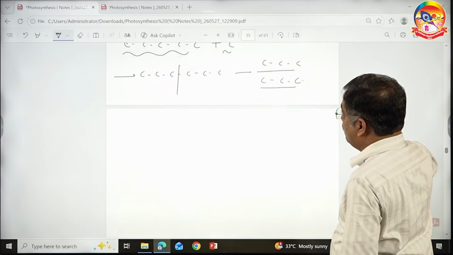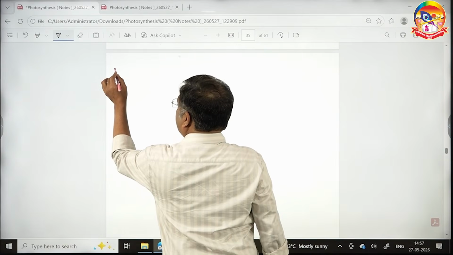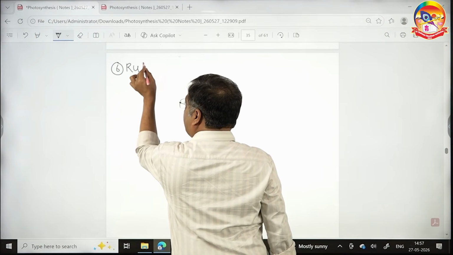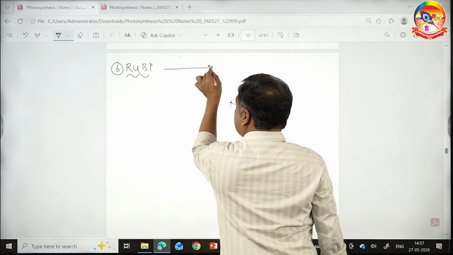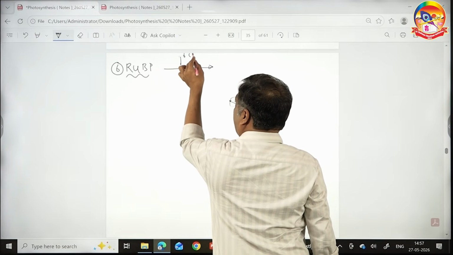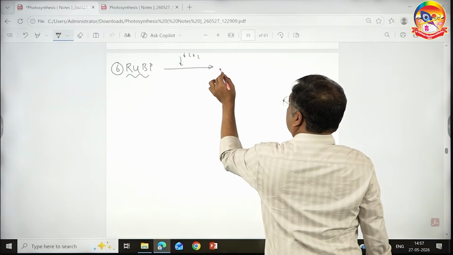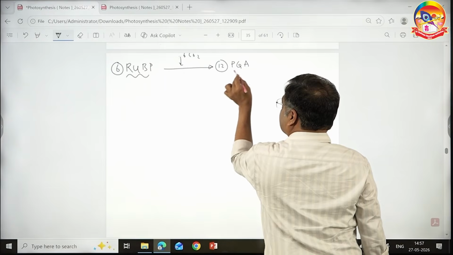Let us see what we do in the next phase. Look here at what we did. We took 6 molecules of RUBP, and we added 6 molecules of carbon dioxide, and we produced 12 molecules of phosphoglyceric acid.